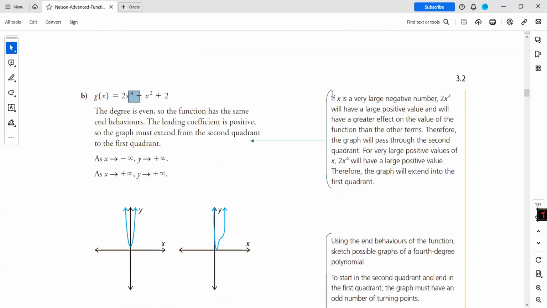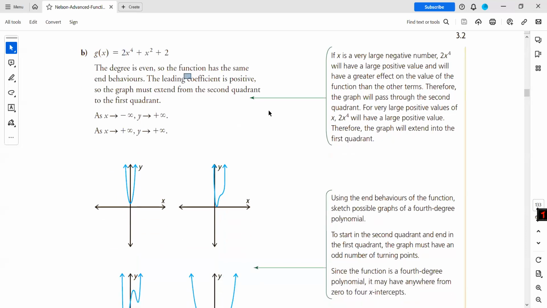And the same reasoning about why it spans from second to the first quadrant, from positive infinity to positive infinity, because the leading term, x to the 4th power, has the greatest impact, and whether it's positive or negative defines where the function is going to tend to travel at its ends. If it's positive, it will travel upwards. If it's negative, it will travel downwards.